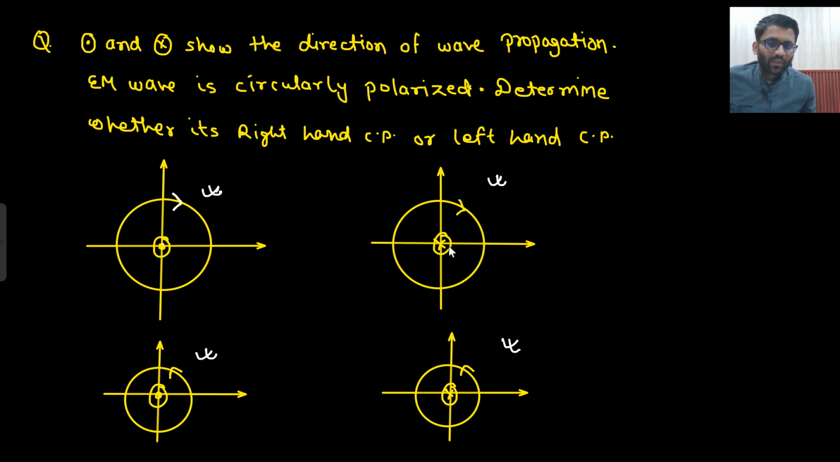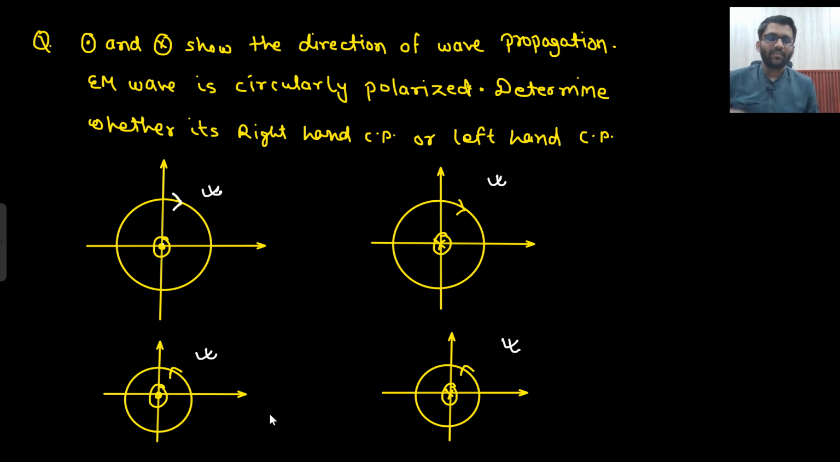Now this dot and cross are pointing towards the direction of wave propagation. So our thumb should always be pointing towards the direction of propagation. Okay, listen to me very carefully. Our thumb should always be pointing towards the direction of propagation, and our fingers should rotate in the polarization direction. The polarization direction is this. You use your own hand. Thumb is pointing towards the direction of propagation, and fingers should rotate in the direction of polarization. So which hand do you need to use?